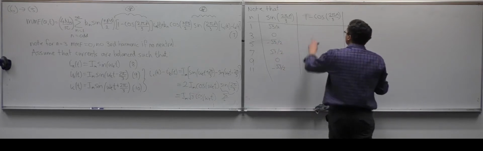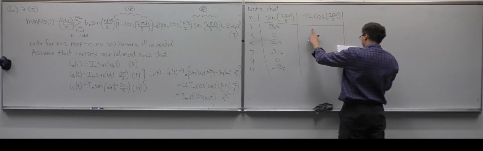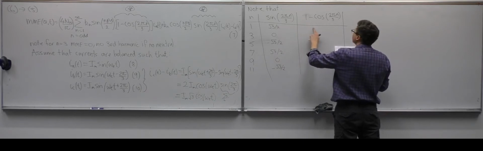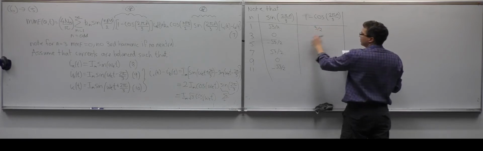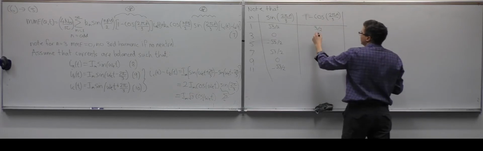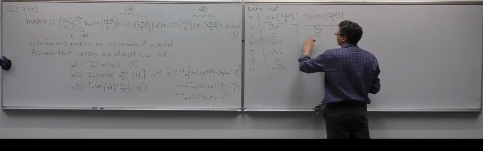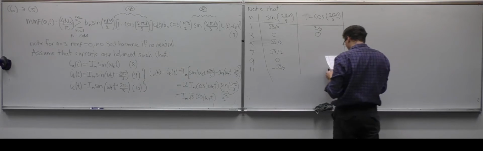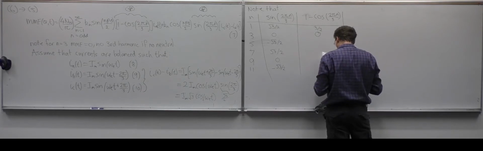Okay? And then on this one, when n is 1, it's going to give us 3 over 2. When n is 3, it's going to give us 1 minus 1 is 0. So that's what I said before. No third harmonic when there's no neutral.